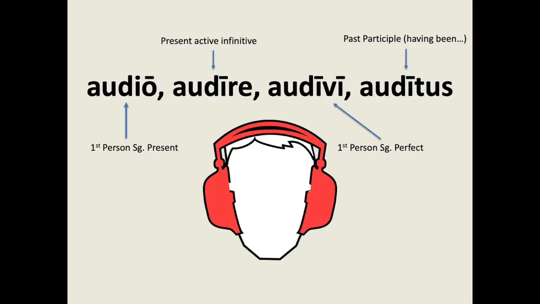So here are the principal parts of the verb audio. We have the first person singular present, audio, the present active infinitive, audire, first person singular perfect tense, audivi, and the past participle, auditus. So auditus translates as having been heard or having been listened to. Audivi, the perfect tense, would be I have listened or I have heard. Audire, the infinitive, is to listen or to hear.